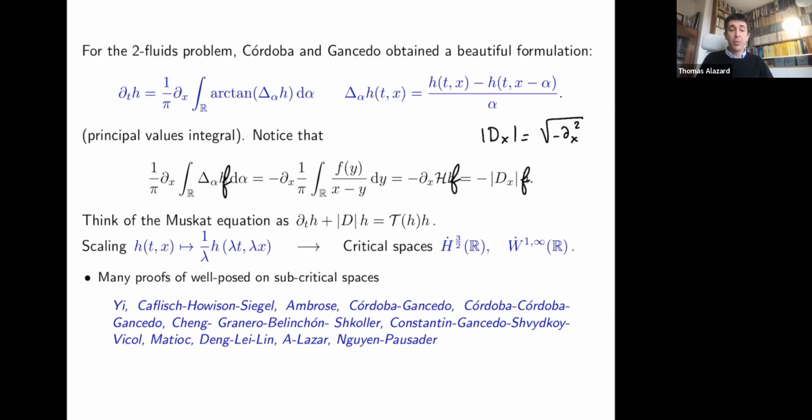There are now many proofs that the Cauchy problem is well posed on subcritical spaces. They go back to work by Yi, Caflisch, Howison, Siegel, Ambrose, Córdoba and Gancedo, Cheng, Granero-Belinchón and Shkoller, and more recently by Constantin, Gancedo, Shvydkoy, and Vicol, by Matioc, Deng, Lei, and Lin, myself and Alazard, or Nguyen and Pausader.